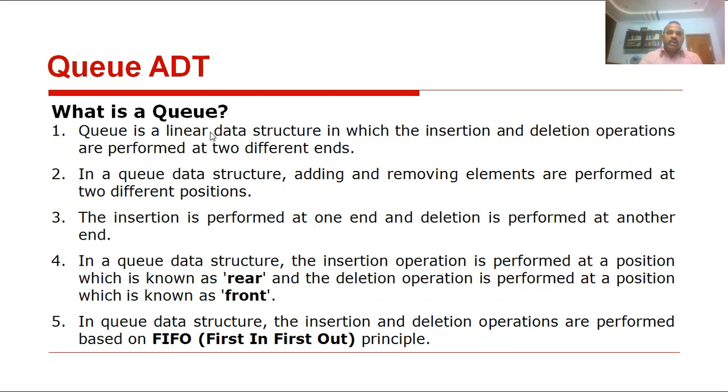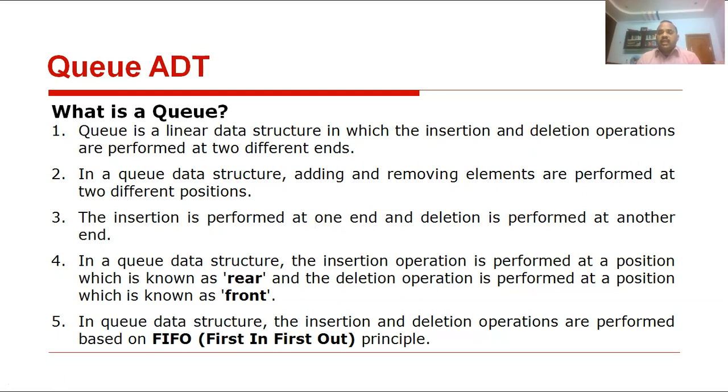So what is a queue? A queue is a linear data structure in which the insertion and delete operations are performed at two different ends. In a queue data structure, adding and removing elements are performed at two different positions. Adding is done at the rear end, deleting is done at the front end. In a queue, the insertion is performed at one end, and deletion is performed at the other end.